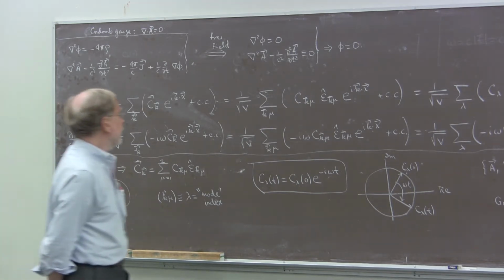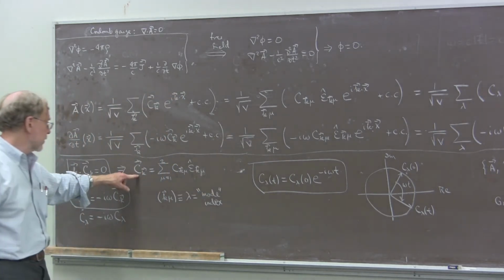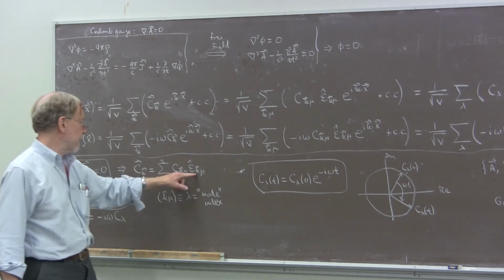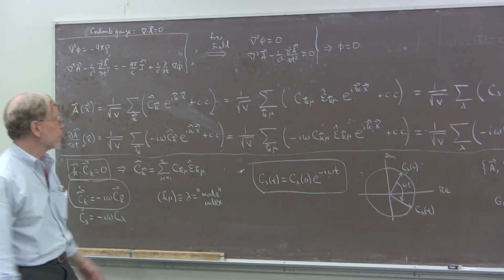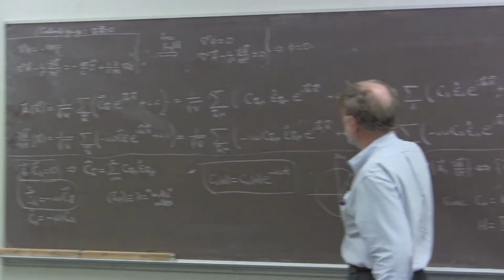So expanding the mode vectors ck in linear combinations of the polarization vectors allows us to rewrite these Fourier series in the form you see in the middle term here.